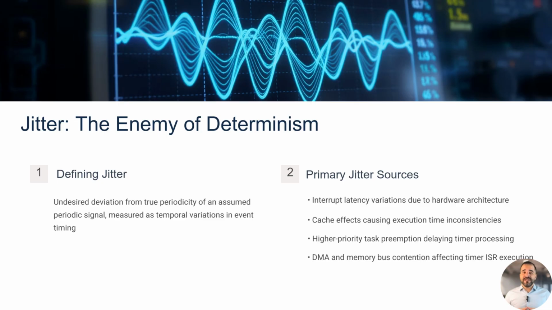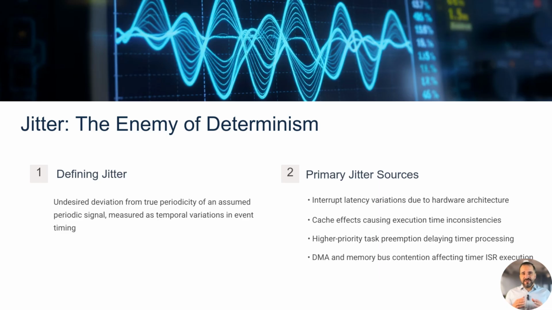Jitter is one of the stealthiest threats to the performance of real-time systems. It refers to the unwanted variations in the timing of events that are supposed to occur at fixed intervals. In a perfect system, an event meant to trigger every 10 milliseconds should do so with near zero deviation. But real-world systems are far from ideal. Even tiny variations, on the order of microseconds, can disrupt performance in high-precision applications.